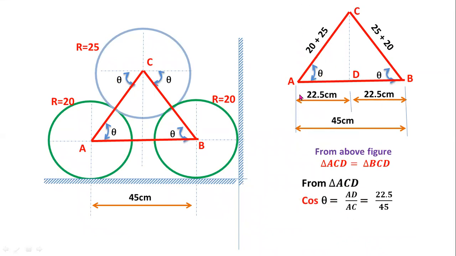From triangle ACD, cos theta equals adjacent side divided by hypotenuse. So here the adjacent side is AD divided by the hypotenuse AC. So 22.5 divided by 45. From this equation, the angle theta equals 60 degrees. So the angle of inclination with respect to the horizontal is theta equals 60 degrees.